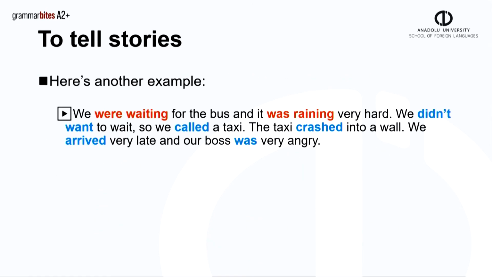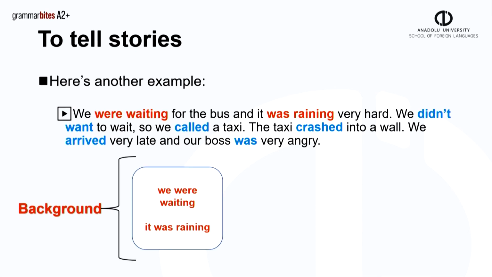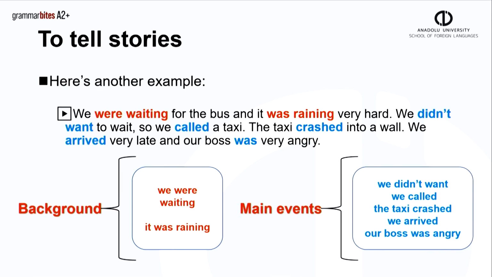Here's a longer example. We were waiting for the bus and it was raining very hard. We didn't want to wait, so we called a taxi. The taxi crashed into a wall. We arrived very late and our boss was very angry. In this story, we have background. We were waiting. It was raining. These are past continuous verbs. And we have our main events in the past simple tense. We didn't want, we called, the taxi crashed, we arrived, our boss was angry.